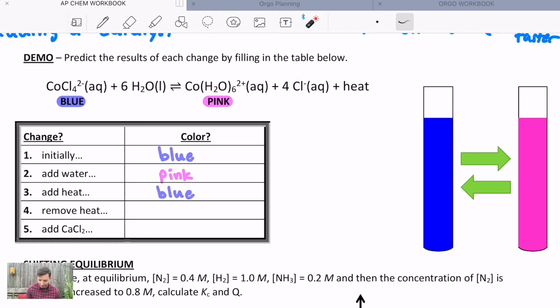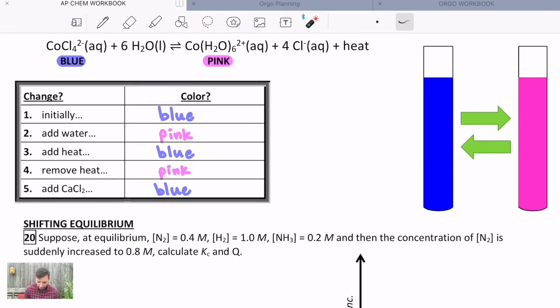Doing the opposite turns it back to pink. Removing heat would make this reaction go forward, and you'd make more of the pink complex. And then lastly, adding calcium chloride is essentially a source of chloride ion. That's a product that would make it shift to the left, and you would get more of the blue complex as a result.